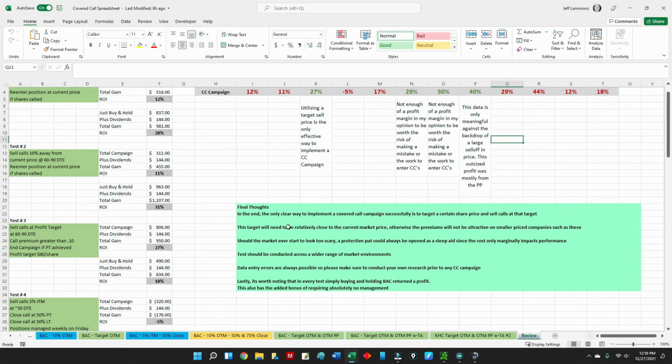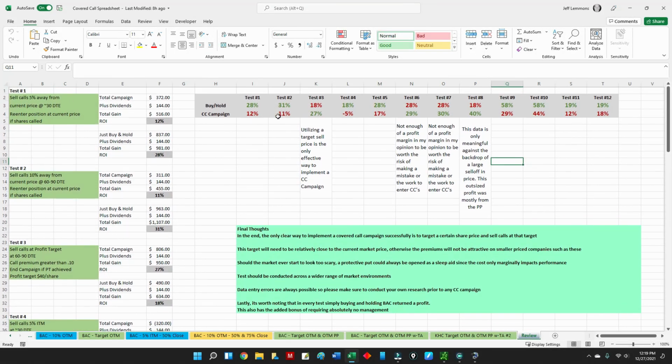So just my final thoughts. In the end, the only clear way to implement a covered call campaign successfully is to target a certain share price. So no more buying shares at whatever market price and then just selling a slightly out of the money call. While that is still profitable, over a couple of years or longer possibly, you get more bang for your buck by targeting a certain price and selling covered calls at that price until that target is met and your shares are called away.